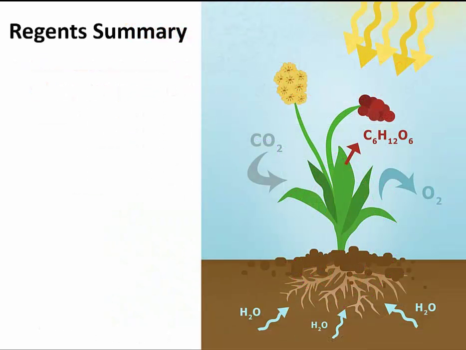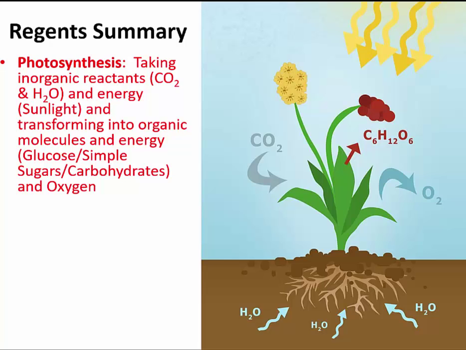All right, so we hit a lot of points, but just the basics of what you need to know for the Regents all fits onto this one slide. So here's what's important. Photosynthesis: you're taking inorganic reactants like CO2 and H2O and energy from sunlight, inorganic energy, and transforming it into organic molecules and energy. So glucose, simple sugars, carbohydrates, all these things are organic molecules rich with organic energy. And you're also making oxygen.